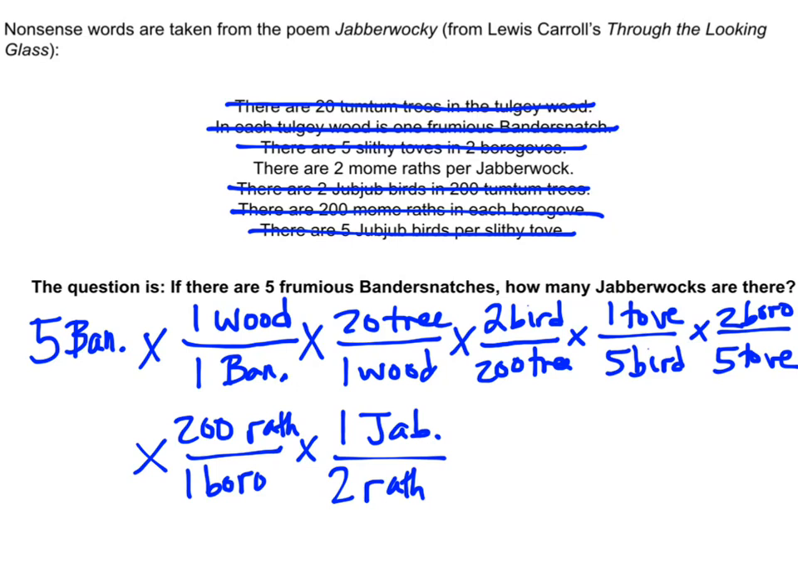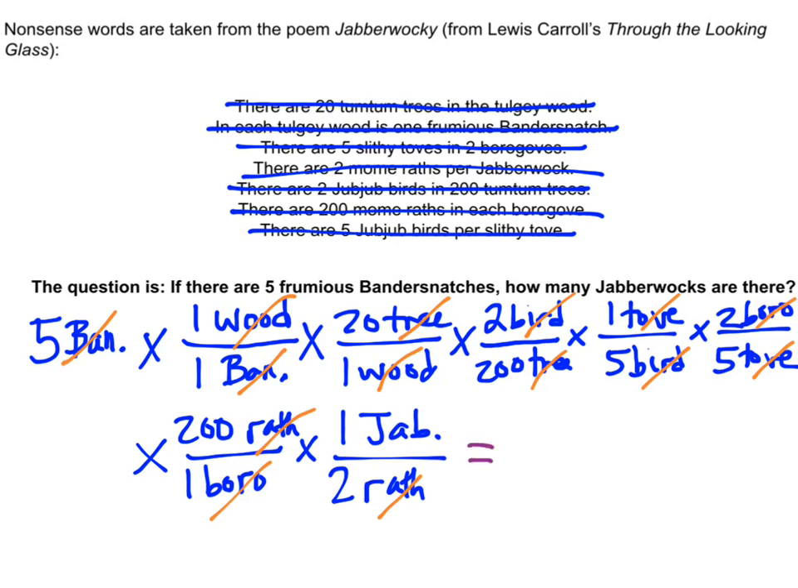Okay, so quite a long setup, but let's go back through and just confirm that all the units work out. So bandersnatches cancel, wood cancels, the trees cancel, birds, toves, borogoves, and raths. And this leaves me with Jabberwocks as the unit, which answers the question. So now all we have to do is go back and do the multiplications and divisions. All right, so let's do all the multiplication and all the division.